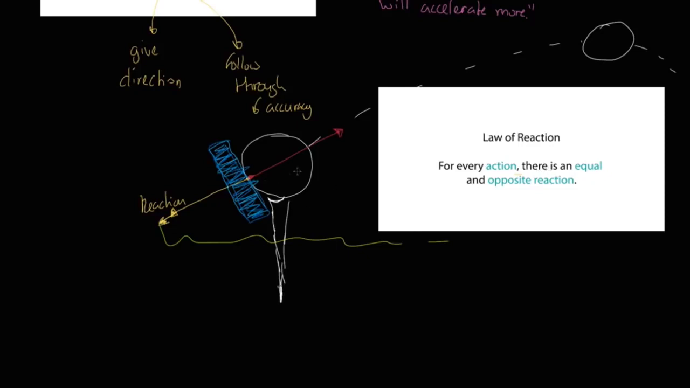The club face applies a force of 250 newtons on the golf ball. The golf ball applies a reaction force of 250 newtons on the club face, which is equal in size, 250 newtons, but opposite in direction. So if the action force is upwards and forwards, the reaction force is downwards and backwards. In other words, it's equal in size, sometimes we say magnitude, and opposite in direction.